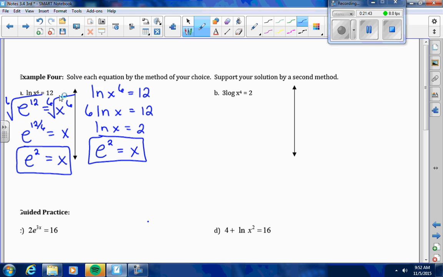Part B. 3 times log of x to the 4th equals 2. What first? Divide by 3. So log of x to the 4th equals 2/3. Then what? Change to exponential. What's my base? So 10 to the what? 10 to the 2/3 equals what? x to the 4th. Do I want x to the 4th? Nope. So what would I do? 4th root of both sides.